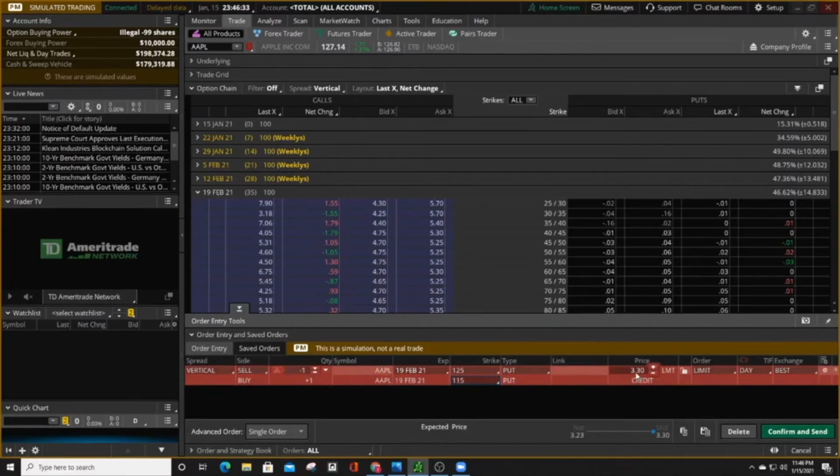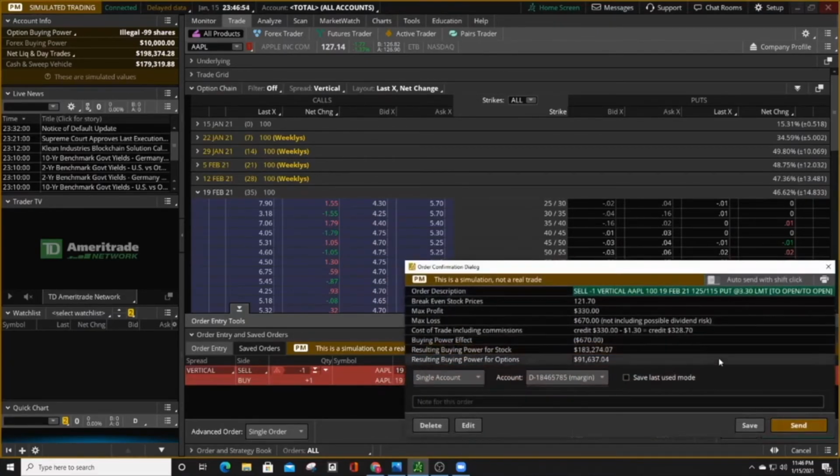So this 330 is the profit, and the loss is the difference, because it's a spread of 10, that's 1,000, because as we said, every contract controls 100 shares. So it's 1,000 minus 330, so that's 770. Or let me press this so we can confirm. Or 670. It's 670, that would be a maximum loss, and 330, that would be a maximum profit.